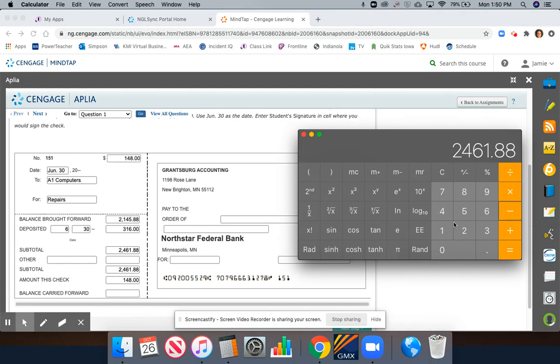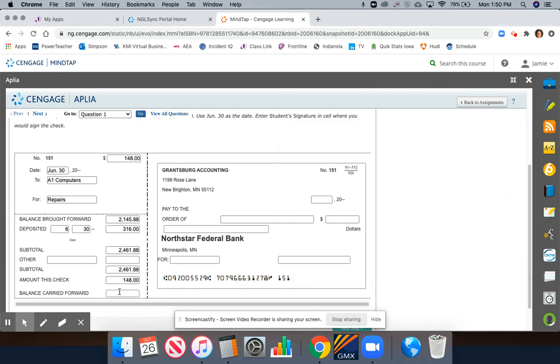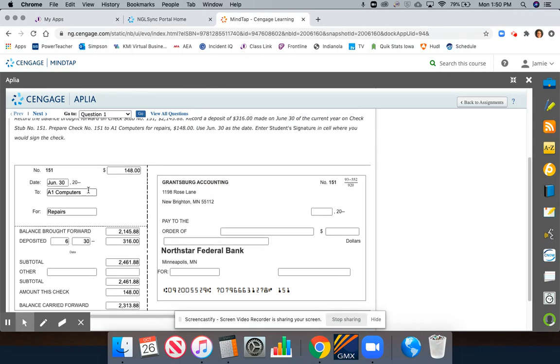Now we subtract $148 since we wrote a check. That's going to decrease the amount that we have in our bank account. Now we are left with $2,313.88. So the first thing we always do is complete our check stub. Then we use this information to complete the check. So we carry over the date, always work top down, pay to the order of A1 Computers for $148.